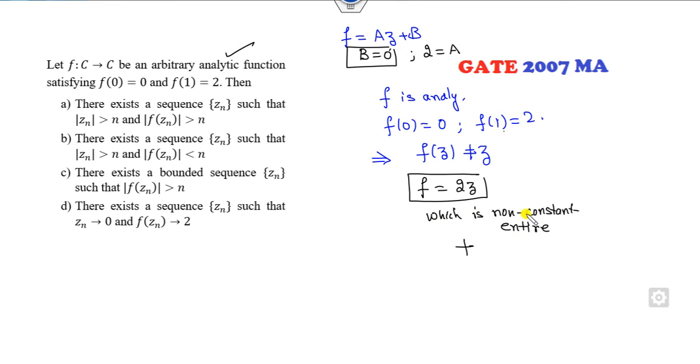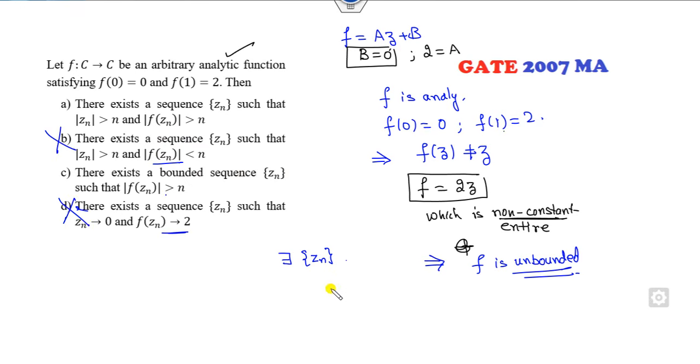Fine. Whenever f is non-constant, remember, by using Picard's theorem again, f is unbounded. So what is the meaning of unbounded? There exists a sequence. This is bounded, this is unbounded. This is convergent, bounded, cancel out. So there is an unbounded sequence of this. So the sequence is unbounded, so this option, which says bounded, is out. There exists an unbounded sequence which satisfies the property.